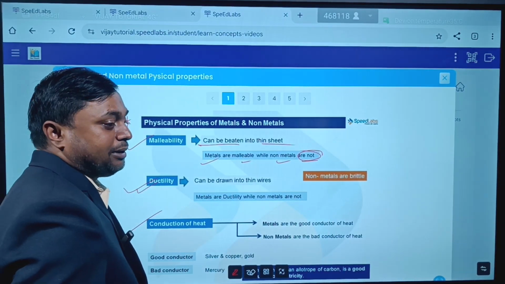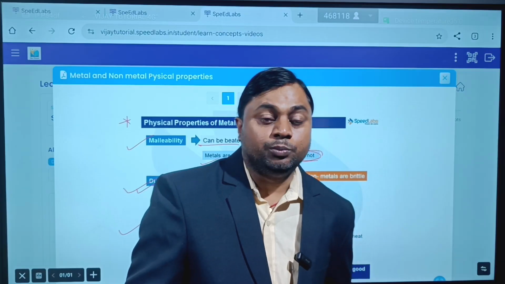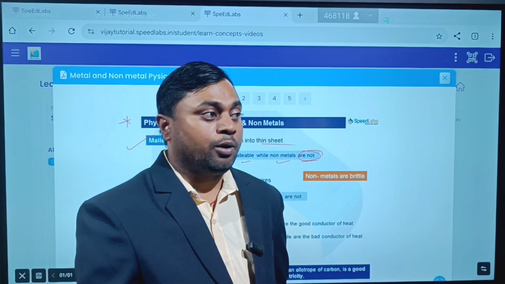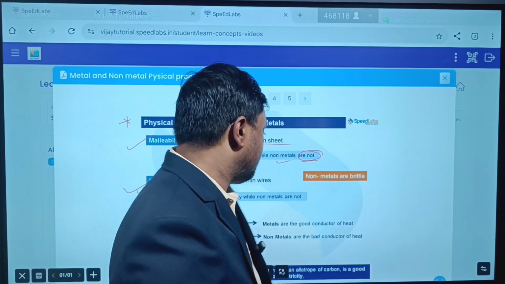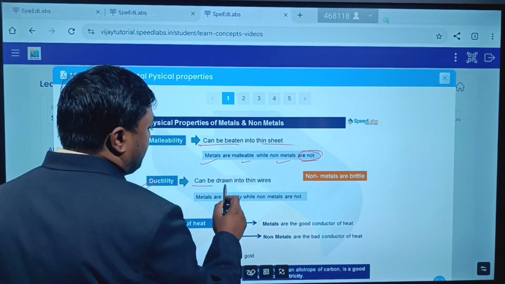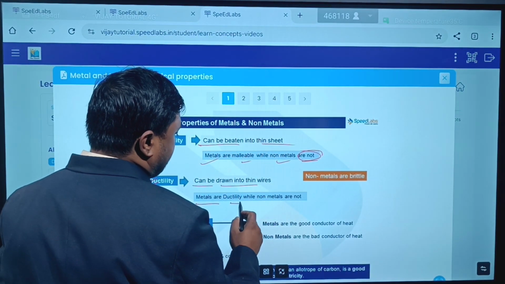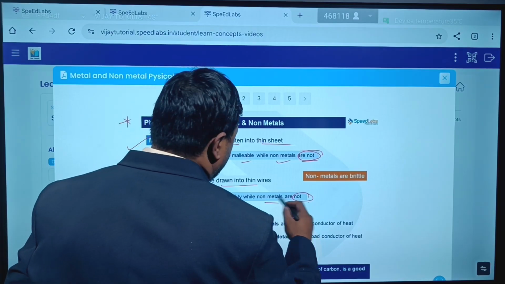Ductility is the ability of a substance to be drawn into thin wires. Non-metals are generally non-ductile whereas metals are generally ductile. You can see here, can be drawn into thin wires. Metals are ductile whereas non-metals are not ductile.